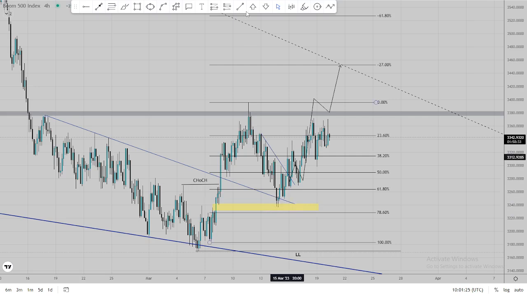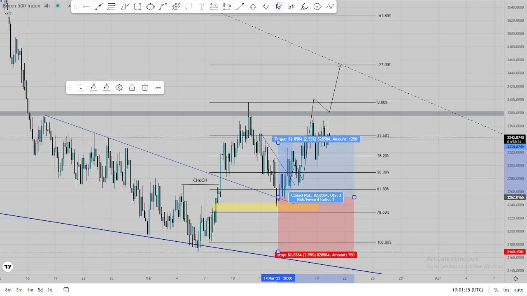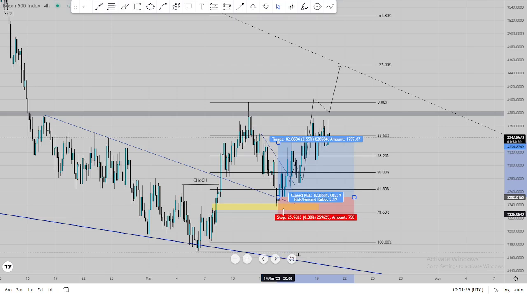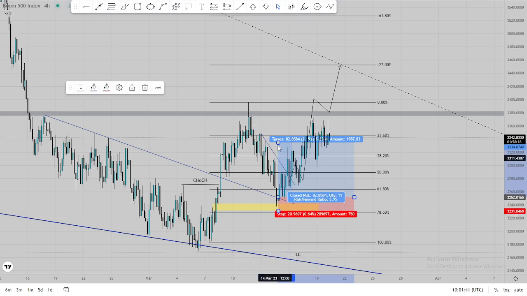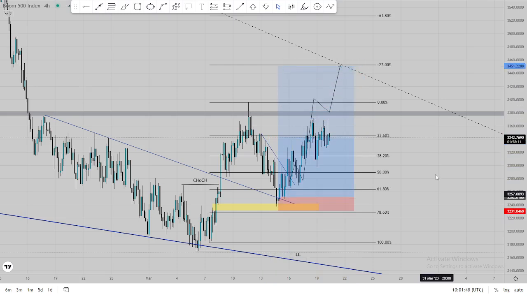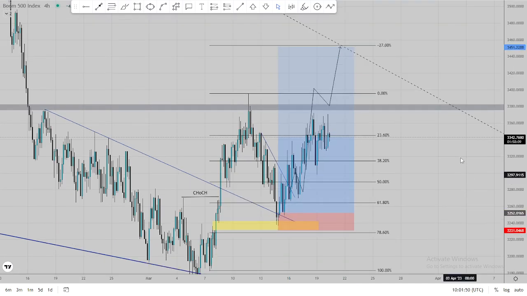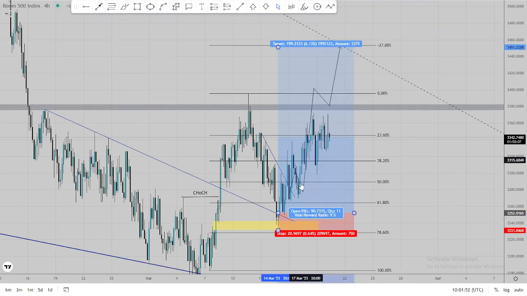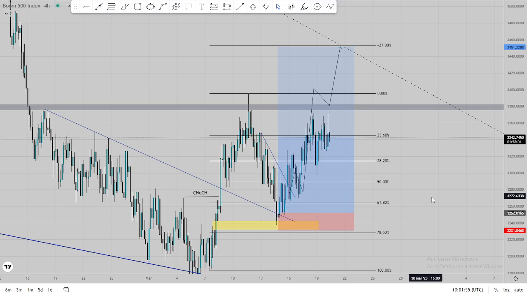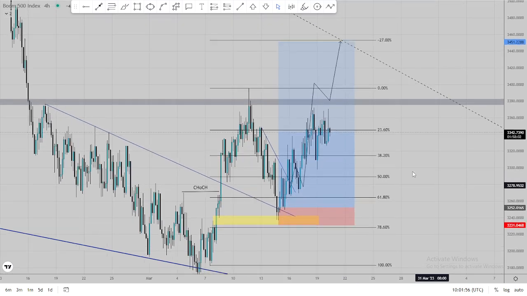So right now, Boom 500 is simply following the analysis that I gave. I think I gave this analysis last week. Then I said 0%, first target, second target, negative 27%. So right now it's still one trade. It's still the same setup that we had last week, that is still running, that is still being respected. So it's actually a good thing because we're still in one trade.